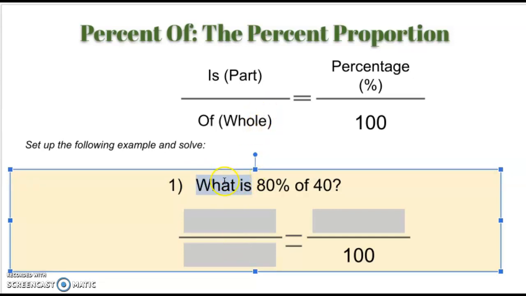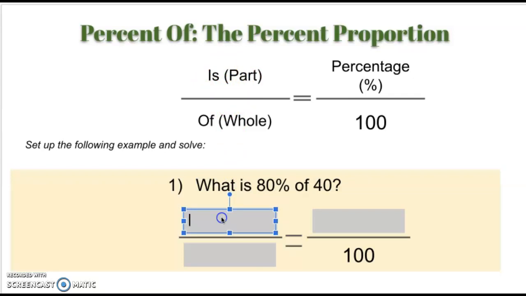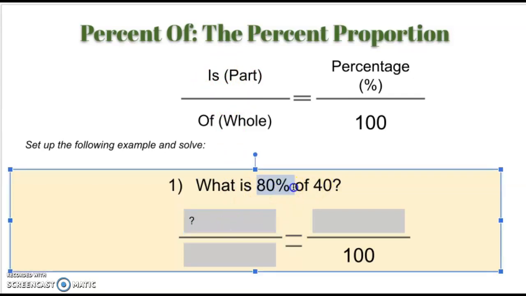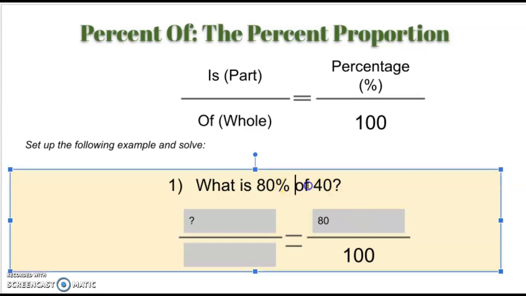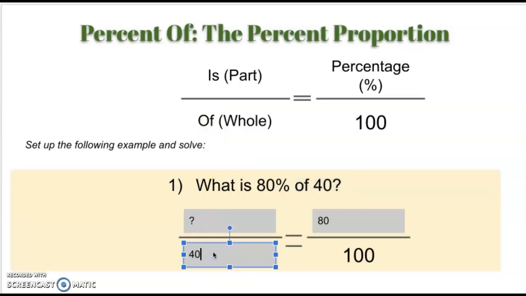What is the first one. What is, that means X is, or question mark is. Is goes on top here, so we can put our question mark here. The next part is 80%. Well, we know that anytime you have this percent symbol, that automatically goes over 100. The last bit is of 40. So whatever's attached to of goes on the bottom. So 40 goes on the bottom.